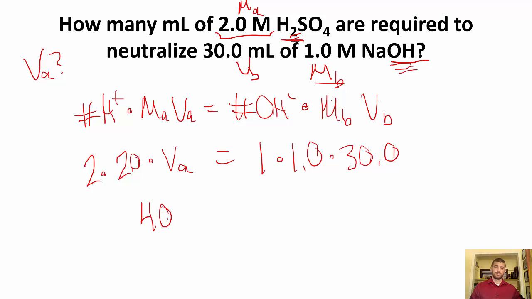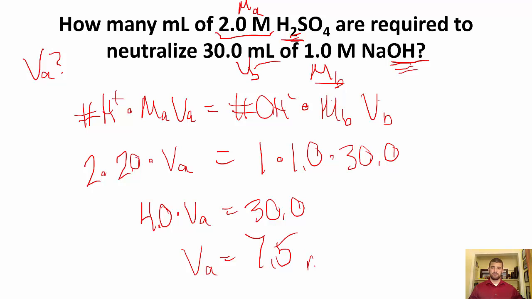So now I'm going to plug and chug some stuff. I get 4.0 times Va has to equal 30. All right, and I'm using milliliters, so my final volume will be in milliliters. Solve for Va, divide each side by 4, and I get, what, 7.5? Yeah, I get 7.5 milliliters.